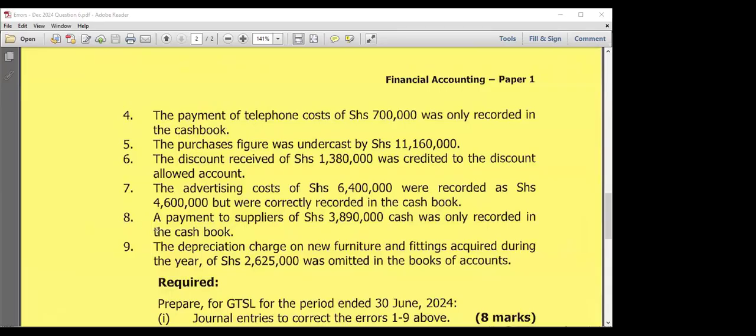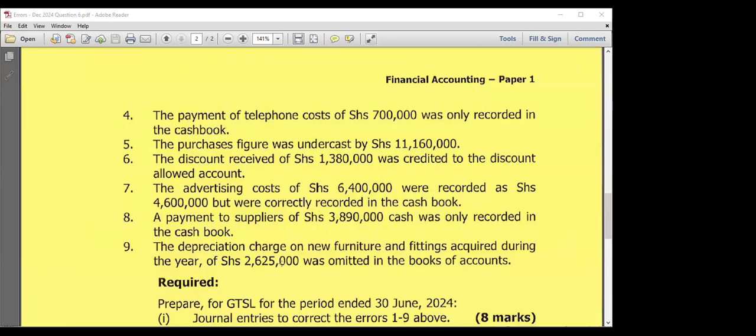Eight, a payment to suppliers of 3,890,000 cash was only recorded in the cash book. This one is also as clear as day as number 5. It means in the cash book everything was recorded, but the supplier's account was not debited with this payment.